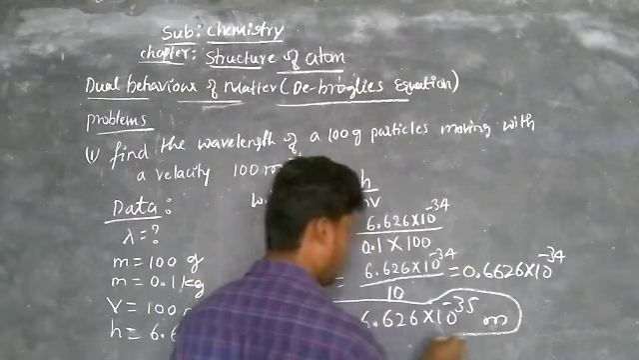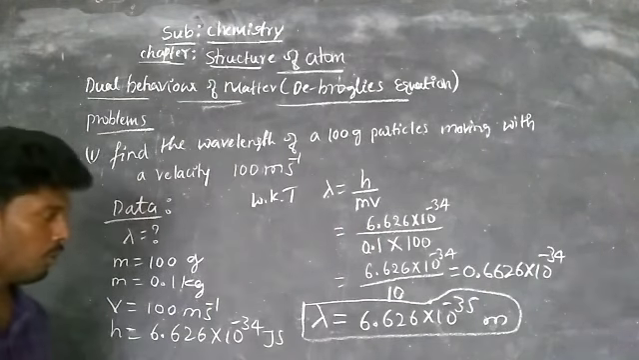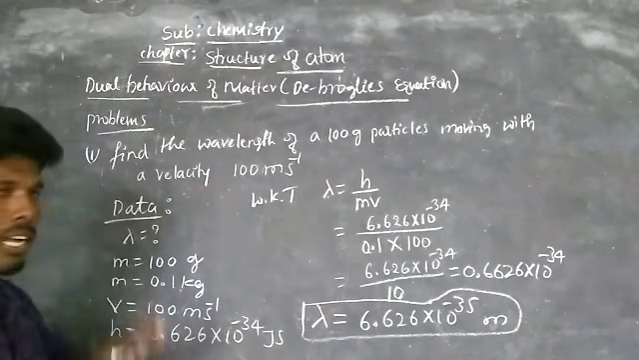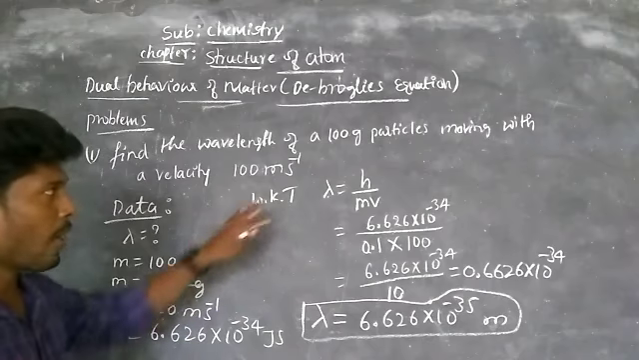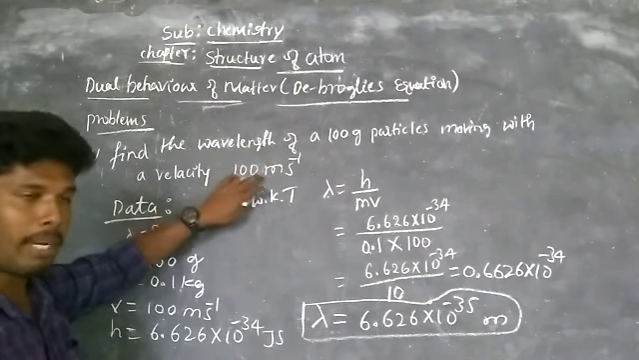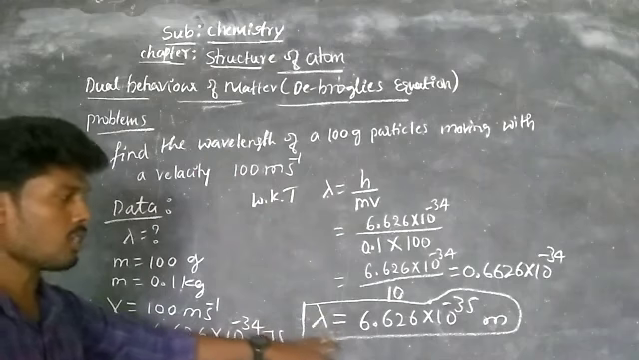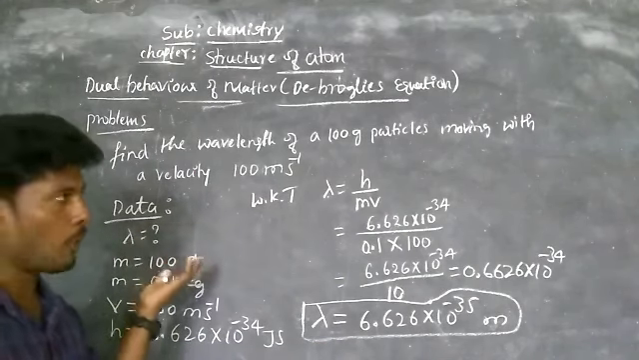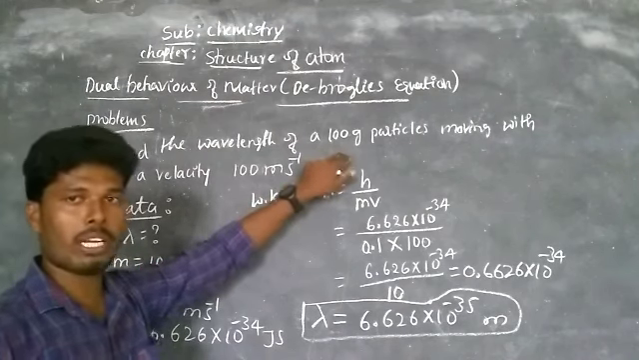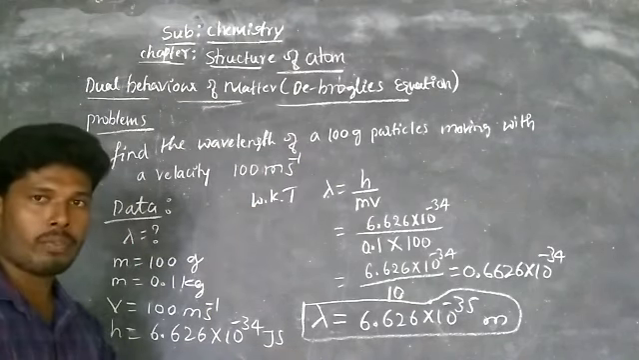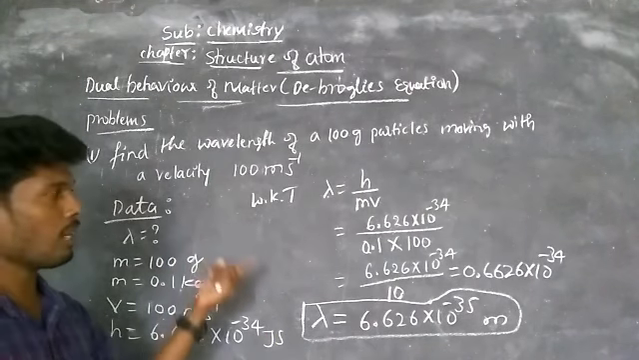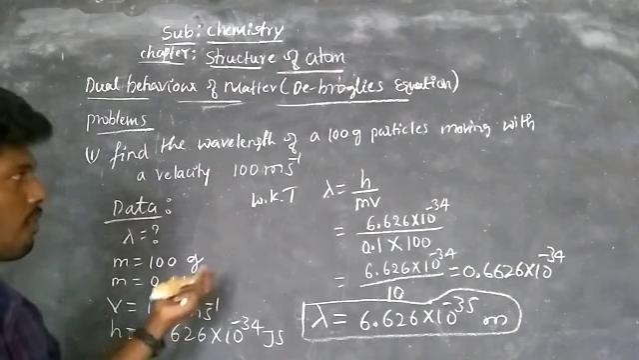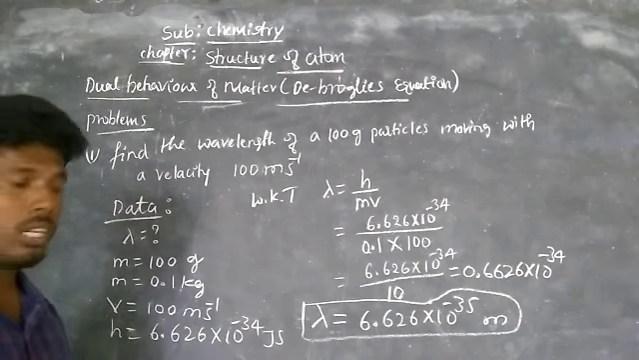This is the wavelength of a 100 gram particle moving with a velocity of 100 meter per second. So the particle behaves with both wave nature as well as particle nature. While moving it behaves as a wave. That is the characteristic de Broglie describes. Similarly, practice some more problems on the basis of de Broglie's equation.